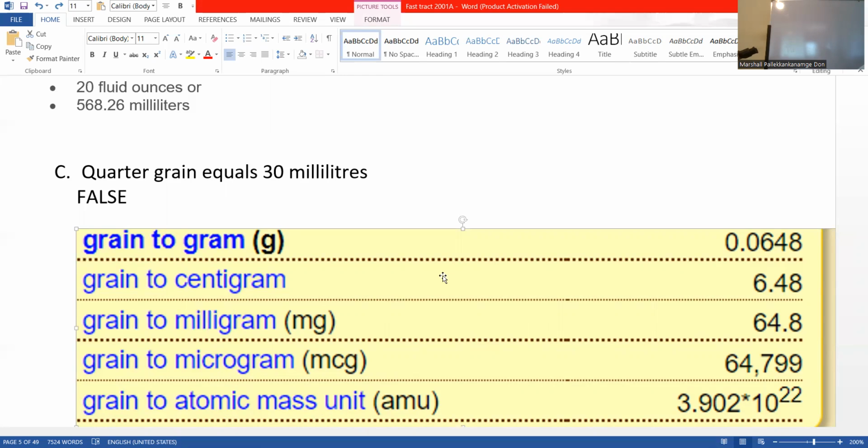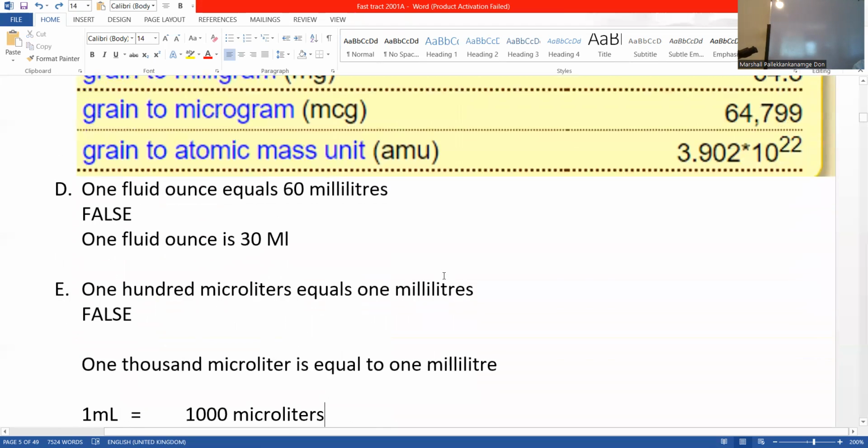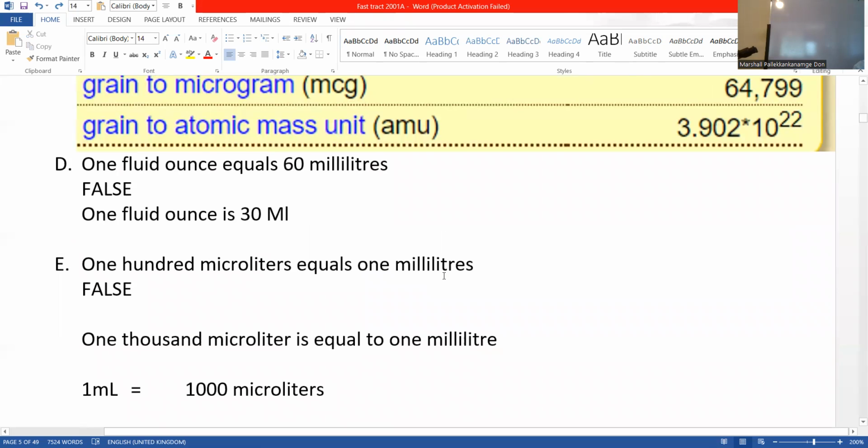1 milligram is 64 grains. You can omit the last grain. So, one fluid ounce equals 60 milliliters. That is false. It is 30 ml. A fluid ounce is 30 ml. Actually, it is 29.67, but you take it as 30 ml.